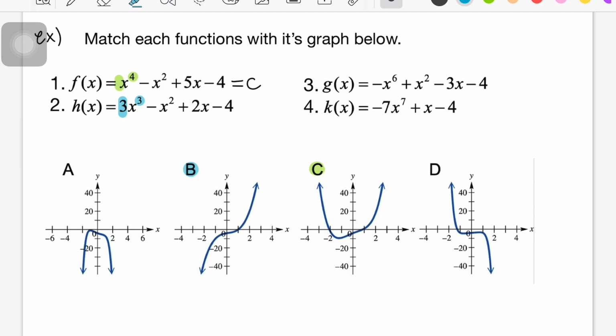And we know that this is the case, right? Because like we said, as x goes to positive infinity, so do our output values, and as it goes to negative infinity, so do our output values. So we know that this one's going to be B.